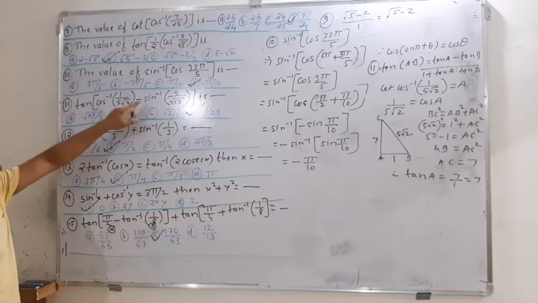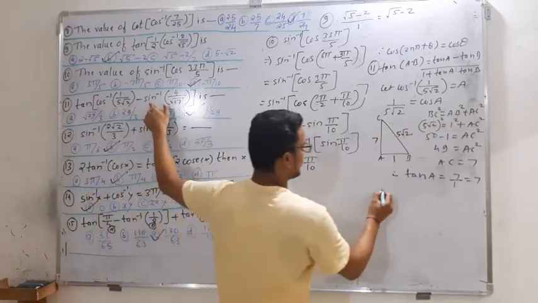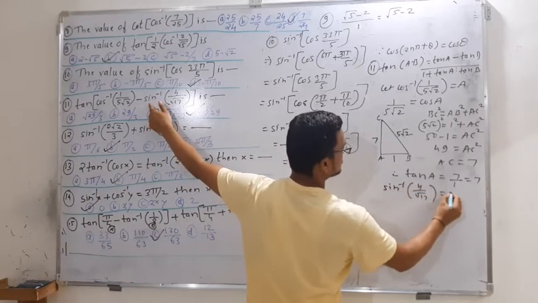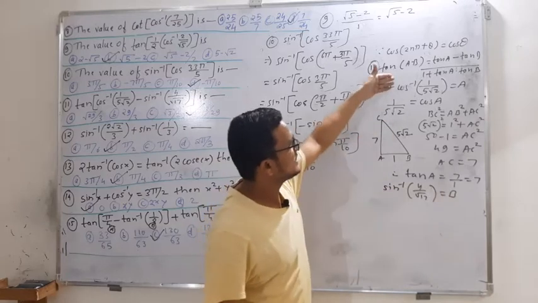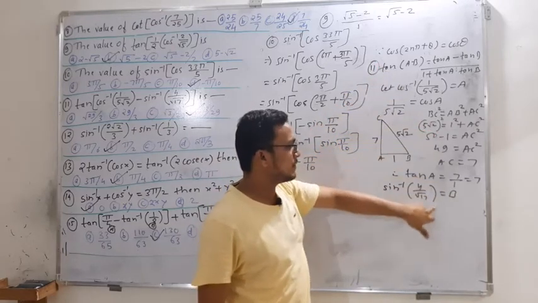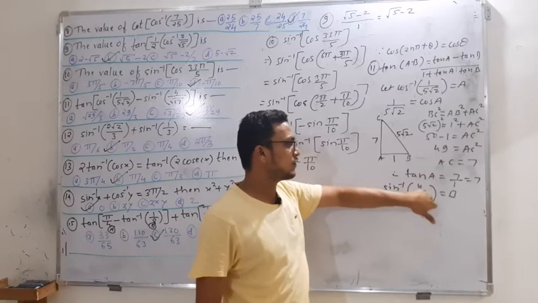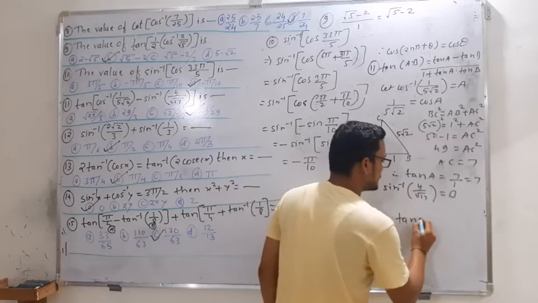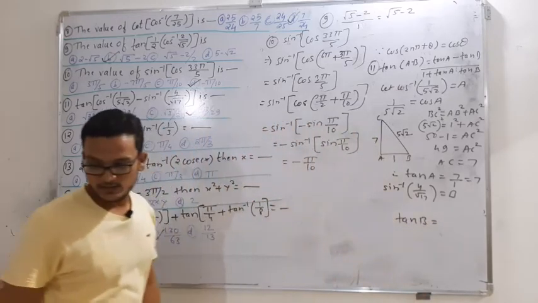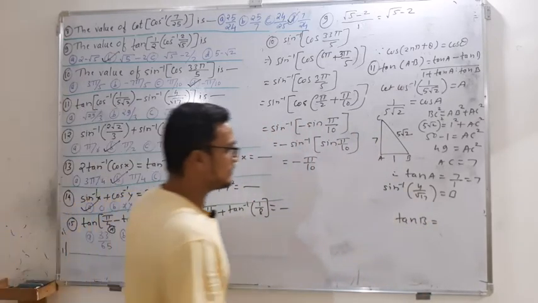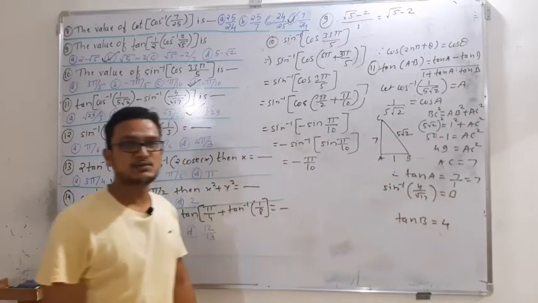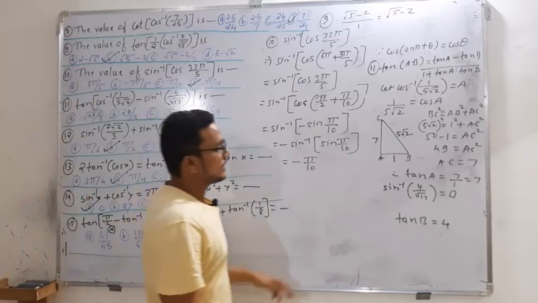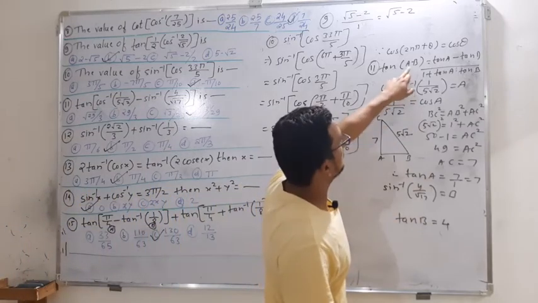Now similarly, you have to take sine inverse of 4 upon root 17 as B. As I have done it like this, the same part you have to calculate for sine inverse of 4 by root 17 is equal to B. Then you will get the tan B value from this, and the tan B value is 4. You just verify that. Now substitute the tan A value and tan B value in the formula.